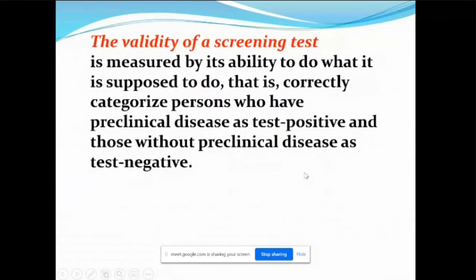The important thing in screening is the validity of a screening test. Validity means the ability of the screening test to do what it is supposed to do, that is, correctly detect those who are positive or truly have the disease, and correctly detect those who are negative or do not have the disease.